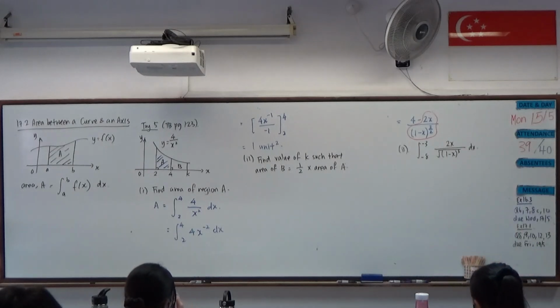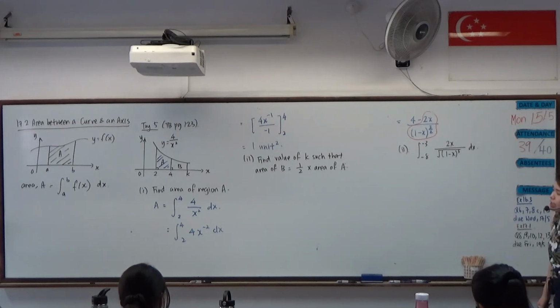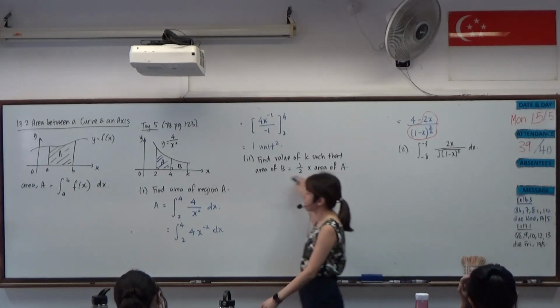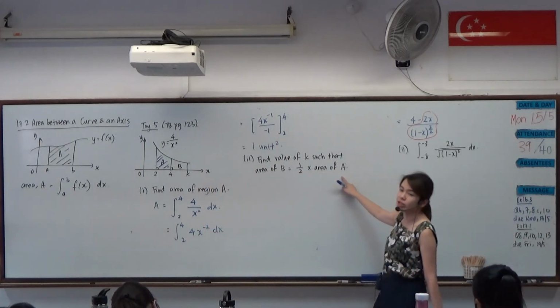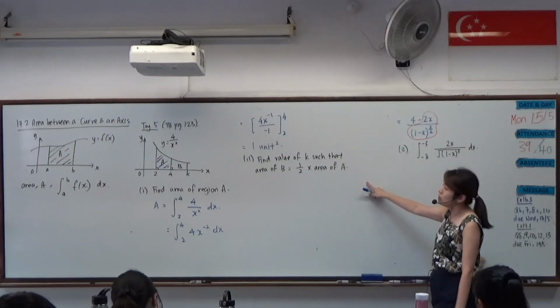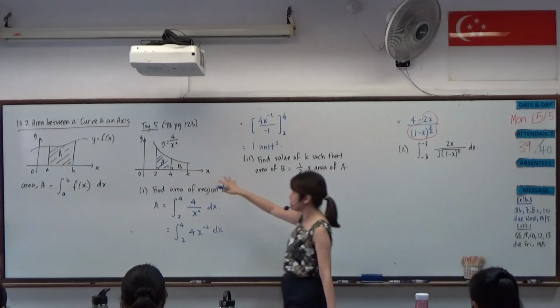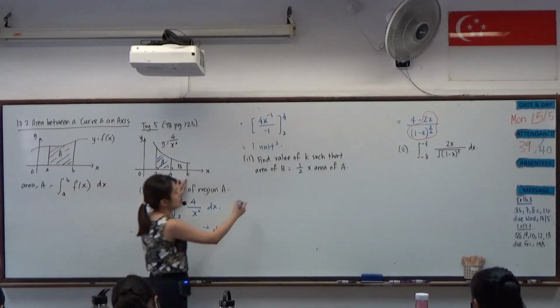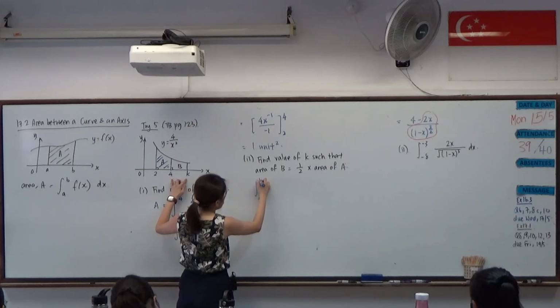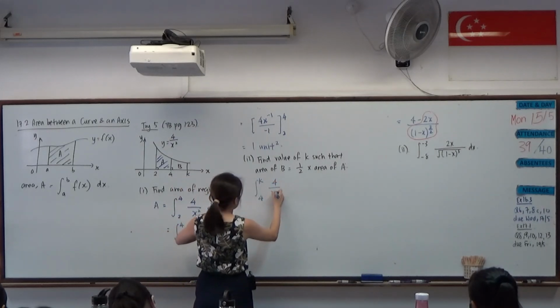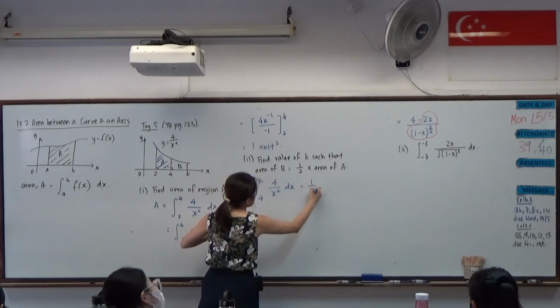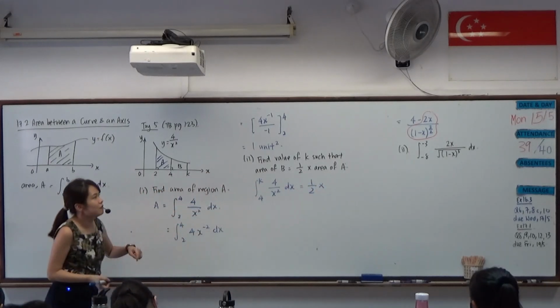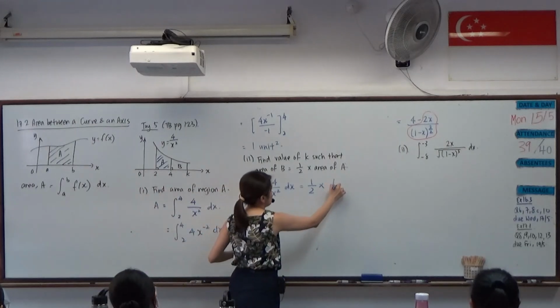And then in part 2, we want to find the value of k such that the area of B is half of that of the area of A. So in other words, we're forming an equation that looks like this. We have to form an equation based on its integrals. Area of B itself is bounded by 4 to k, so we are integrating from 4 to k, 4 over x squared dx equals half times the area of A, which we have already found, and that is 1.